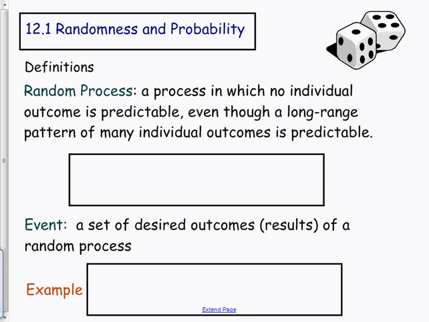If something is random, you can't predict what's going to happen right now. But you can kind of look at trends. Like if I flip a coin, you can't tell me if it's going to be heads or tails, right? But you can know that generally you're going to get about half heads and about half tails. So you can't predict an individual outcome, but you can see kind of trends or patterns.